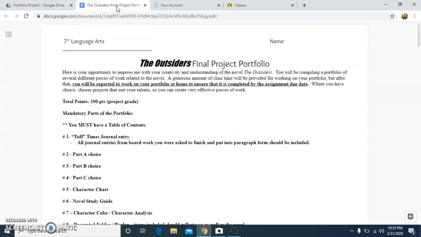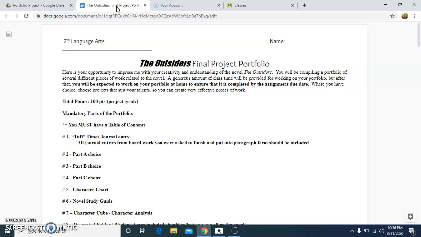Okay, so here is everything that you need to know about the final project for the Outsiders, and really your final project for the entire year. So this is a chance for you to sort of impress me with everything that you've learned throughout the year in terms of writing, analysis, creativity, and really just put everything together in one giant portfolio. So a portfolio is a collection of work. So you're going to be compiling a portfolio of several different pieces of work related to the novel. All right, so it's going to kind of give us an idea of and a chance to look at the novel in a couple of different ways.